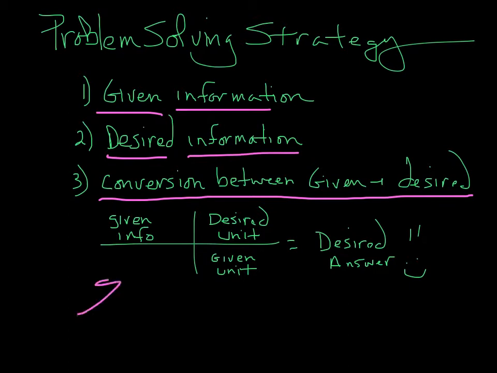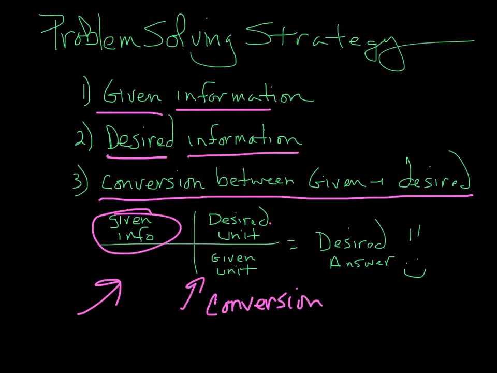Then you're going to put it into a grid like this. You're going to take your given information, that goes in the upper left. The desired unit you want goes in the upper right, and the given unit, this right here, is your conversion, goes in the bottom. When you do the math, when you multiply and then divide, you're going to get your desired answer. So, what does it look like?